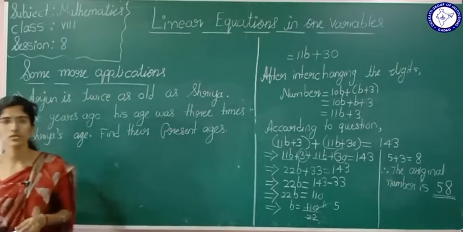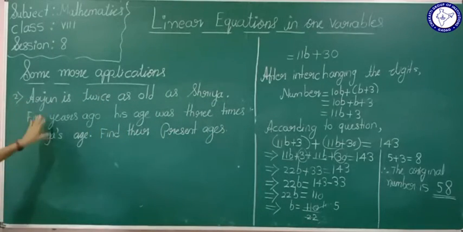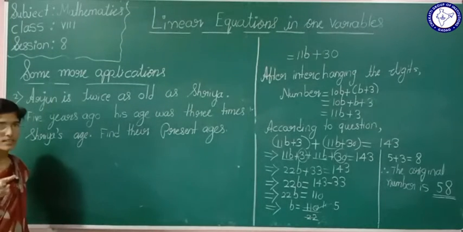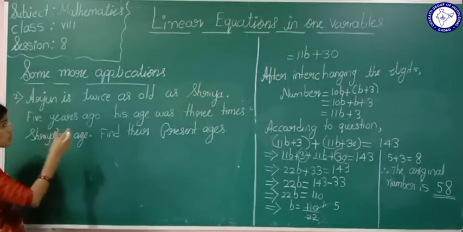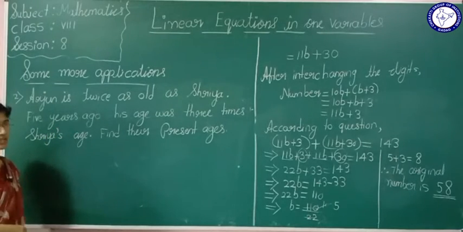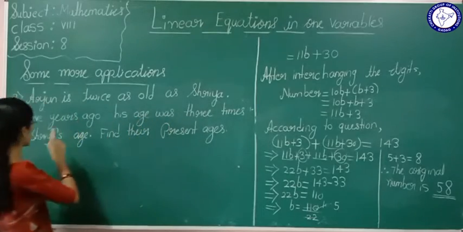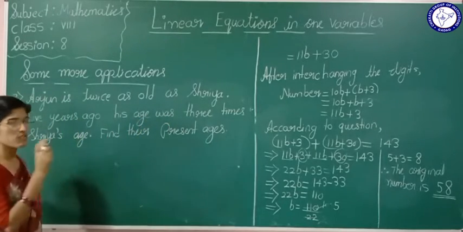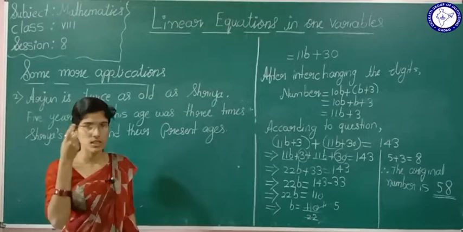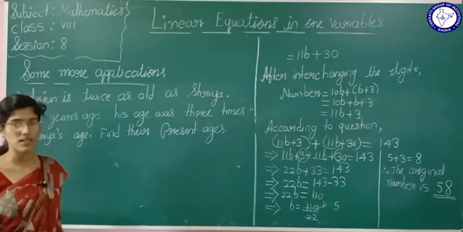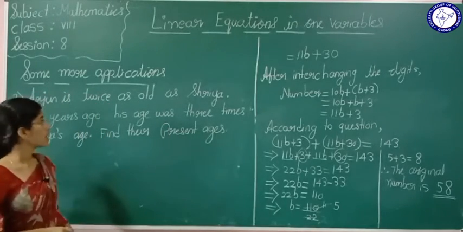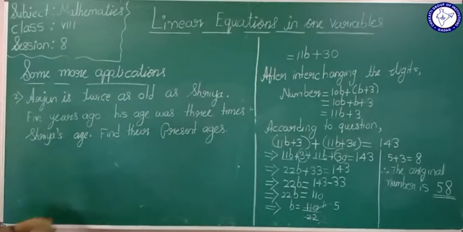Now see here students, what is given. Arjun is twice as old as Shreya. Arjun's age is 2 times Shreya's age. 5 years ago his age was 3 times Shreya's age. Find their present ages. Using the given data we are going to find the present ages of Arjun and Shreya. See the solution.